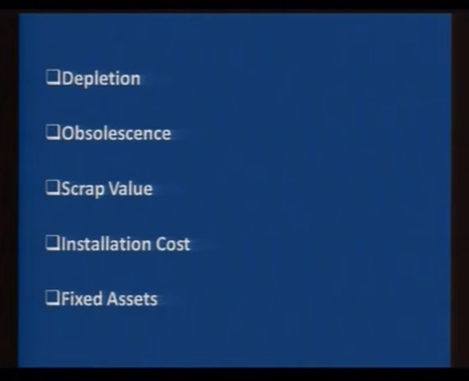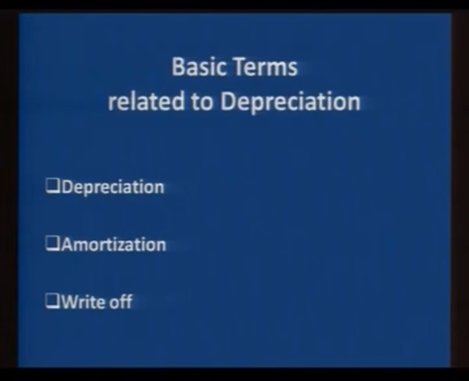And write-off is basically taking some part of the asset to the profit and loss account. That is also basically a process of accounting of depreciation. Amortization, in case of amortization, we basically take intangible assets such as goodwill, etc. Goodwill is basically an intangible asset. It appears in our balance sheet.